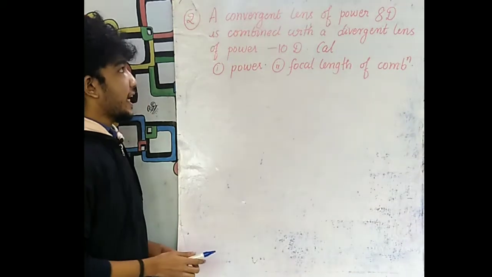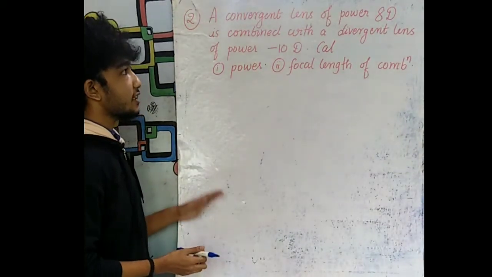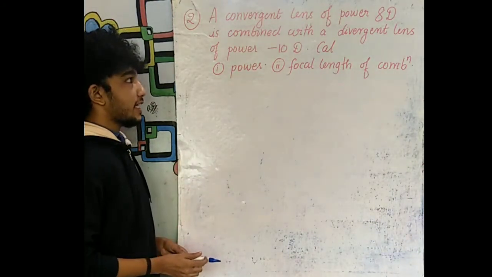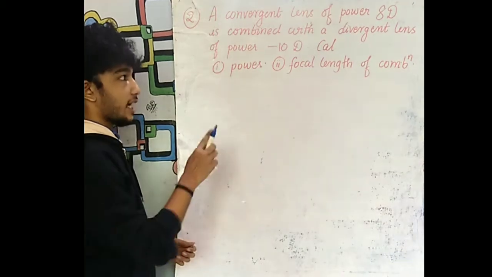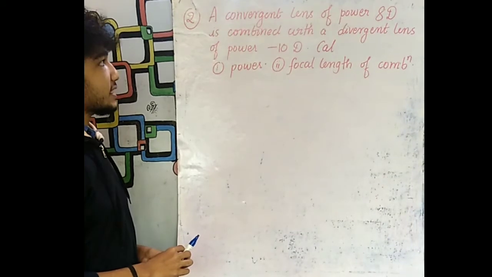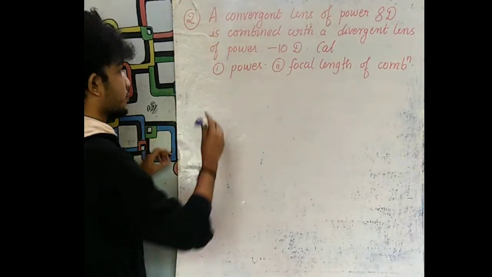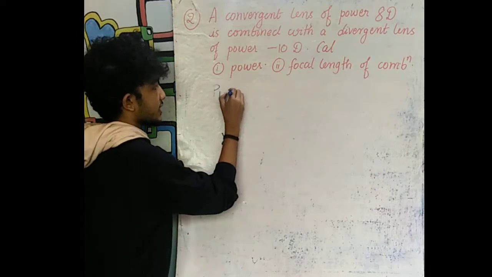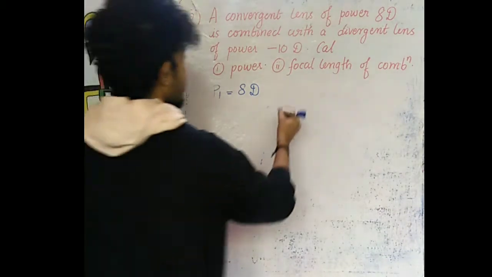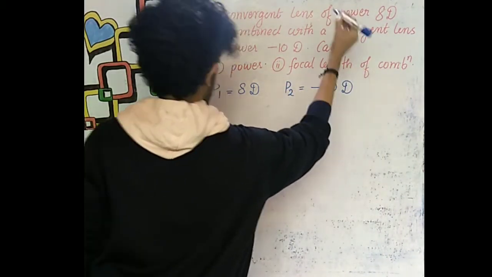See the question. A convergent lens of power 8 diopter is combined with a divergent lens of power minus 10 diopter. Calculate the power of the combination and the focal length of the combination. So the two powers of lenses are given. A convergent lens means what? A convex lens of power 8 diopter. Let us take it as P1 is equal to 8 diopter. And a divergent lens of power minus 10 diopter, P2 is equal to minus 10 diopter.